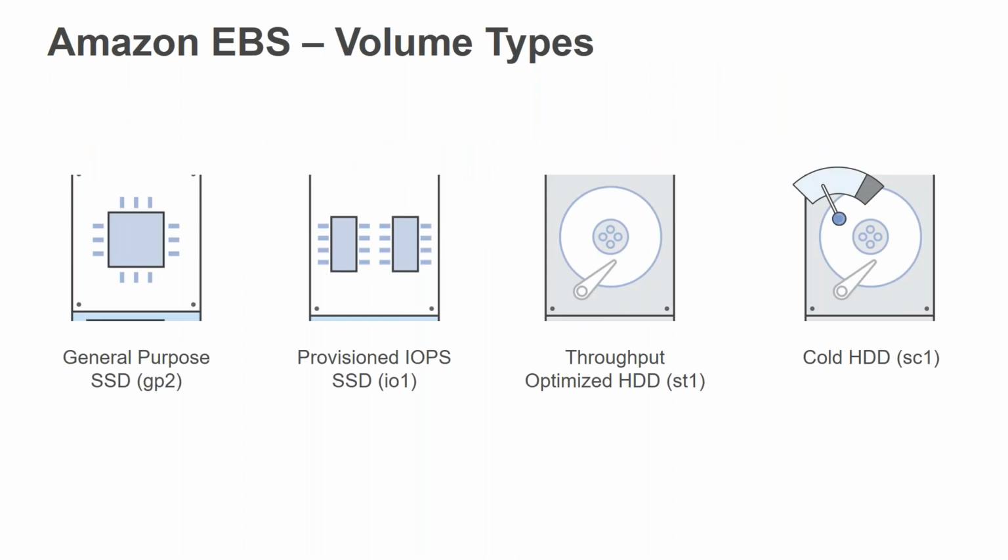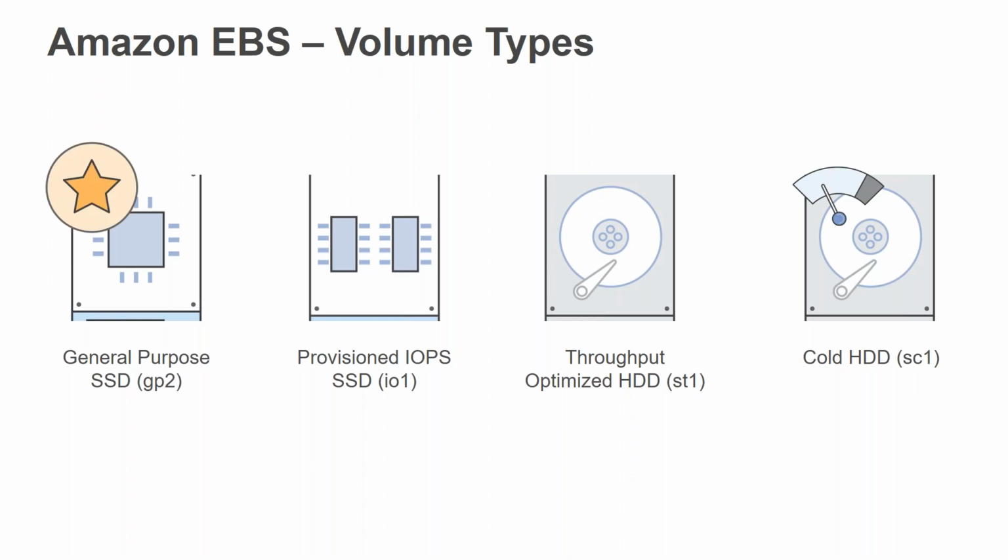Different types, as I was telling you: SSDs, general purpose SSD, and you have provisioned IOPS that are available, which give you a sustained amount of guaranteed IOPS. You have throughput optimized HDD, and then cold HDDs as well. Based on your use case, you can use the type of storage that suits you best.